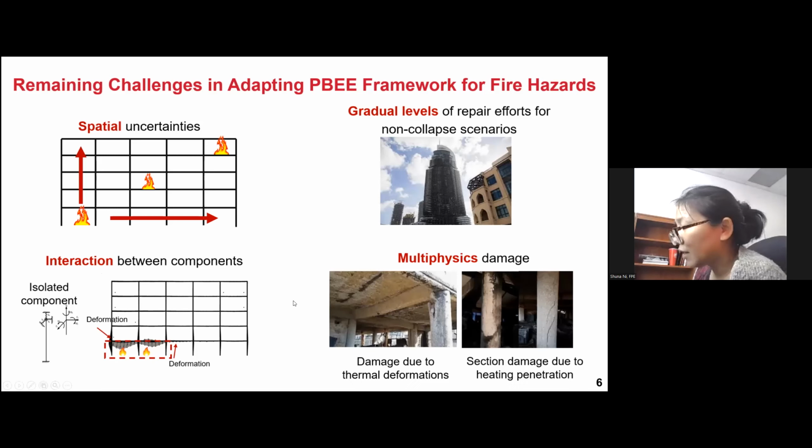Another thing is that fire damage involves multiple physical damage mechanisms. Take a concrete building for example. Due to thermal heat transfer, the concrete will have some spalling damage due to the thermal exposure. Also, due to thermal expansion and the degradation of material properties under fire, a lot of structural components will have large deformation. So when we quantify the fire damage to a building, we have to consider both types of damage: one from fire exposure due to heat transfer, the other from the large deformation of the structural members under fire.